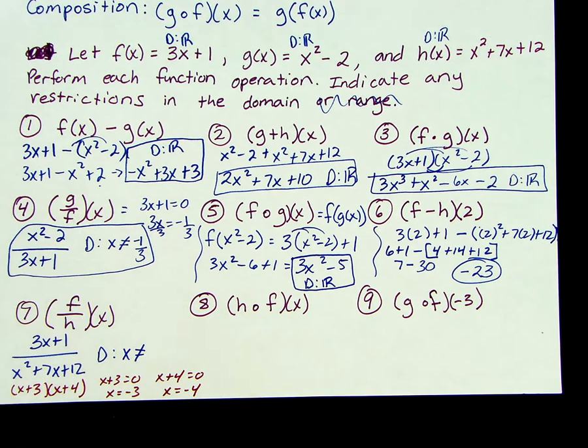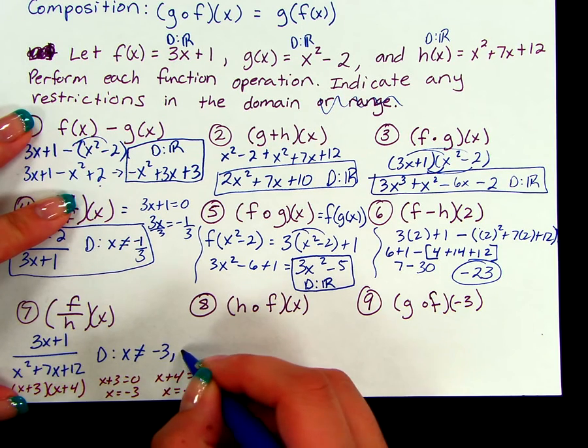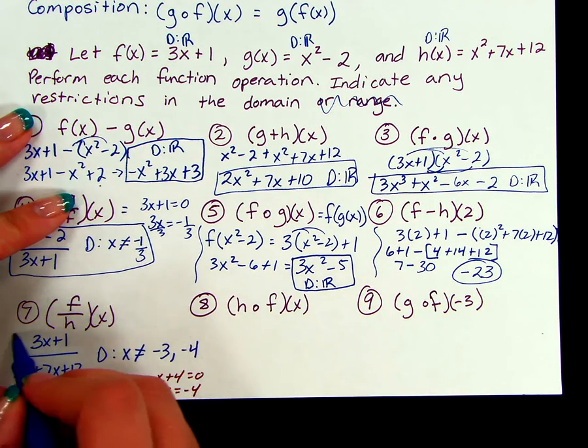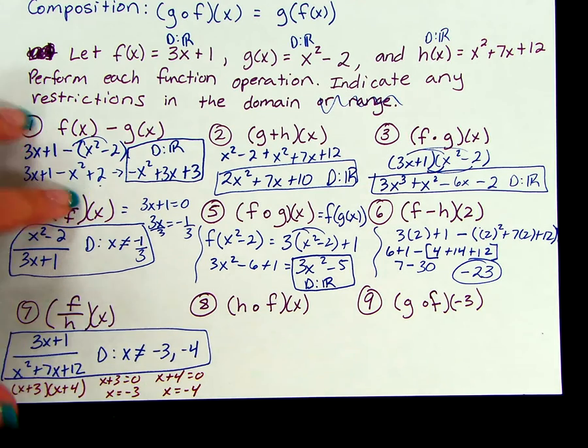So if I substituted in either of those numbers, I would end up with 0 in the denominator, which again is just, it's not allowed. So that means that our domain would be x can't be negative 3 or negative 4. And this would be my final answer with restrictions for that problem.